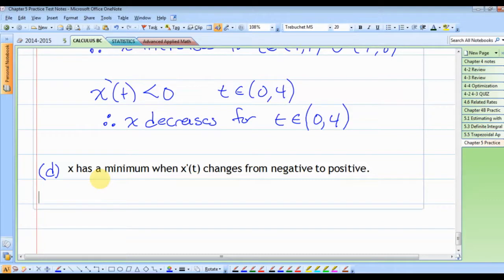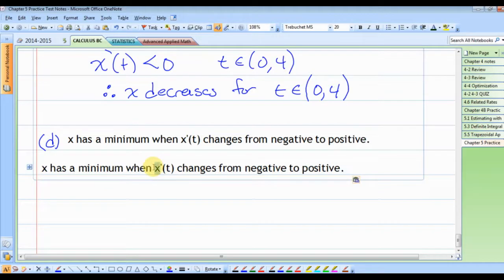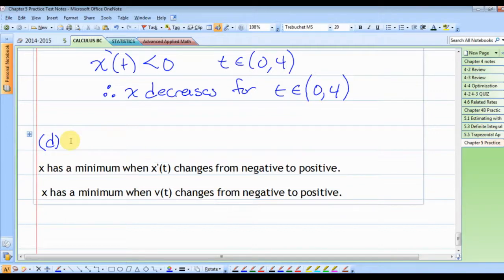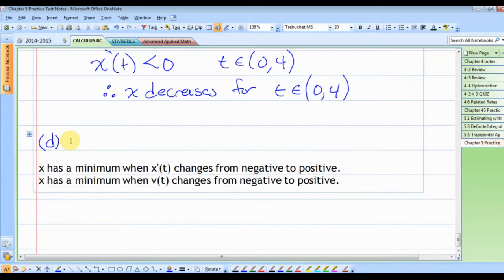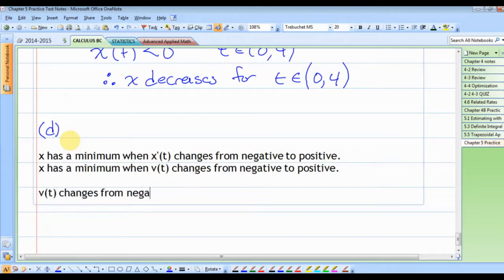Any problems with that? Okay. I'm going to change x prime to v of t. Any problems with it now? No. Good. When does v go from negative to positive? Good. V of t changes from negative to positive at t equals 4. Can everyone see that?